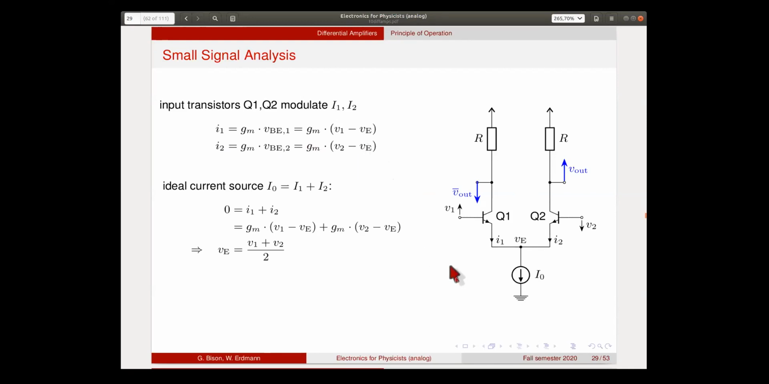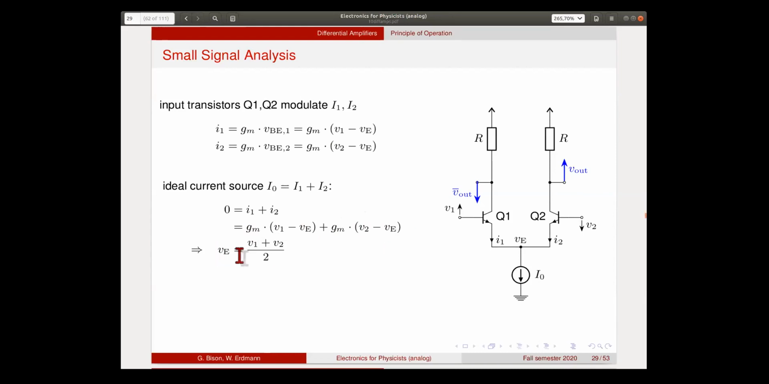Now, if our current source is indeed an ideal current source, then the current will be the same, which means that the small signal currents will add up to 0. So there's no change in this. So the differences from the working point will add up to 0. So I can plug in what I have here. So this is GM times (V1 minus VE) plus GM times (V2 minus VE). In this case, GM drops out, and we just have V1 plus V2 minus 2VE is 0.